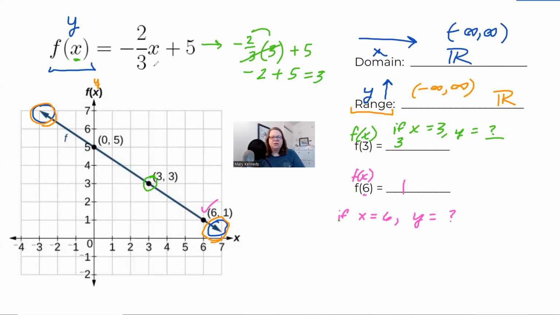Or we can also plug into the original function, I should say. And we'll just substitute that x value with what it's saying. It's saying x is 6. Well, 6 divided by 3 is 2. Negative 2 times 2 is negative 4. Negative 4 plus 5 is positive 1. And that's what we've got here. So two different ways to find the missing value.